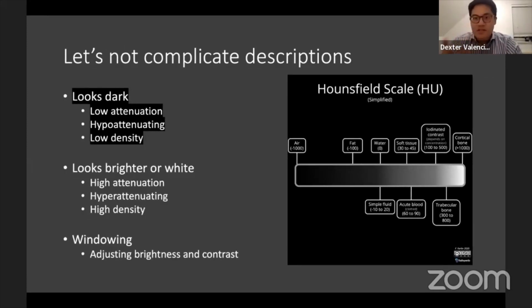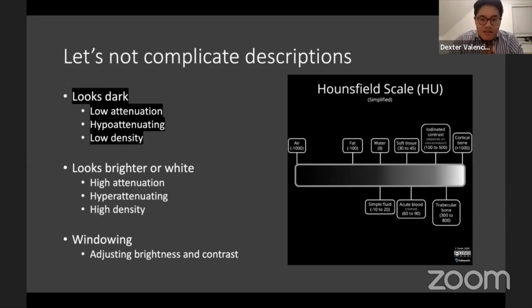So in terms of using this Hounsfield scale, whenever we start to talk about CT scans, let's keep it simple. If something looks dark, you'll normally say it's low attenuation, hypoattenuating, or low density. Things like air we saw was quite dark and black. Things like fat, they're quite dark, so they're low density. If something looks bright or white, we start to talk about things like high attenuation, hyperattenuating, or high density, things like bone.